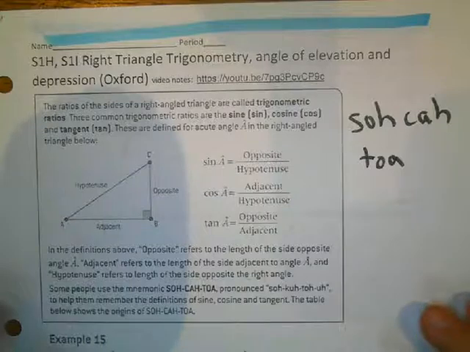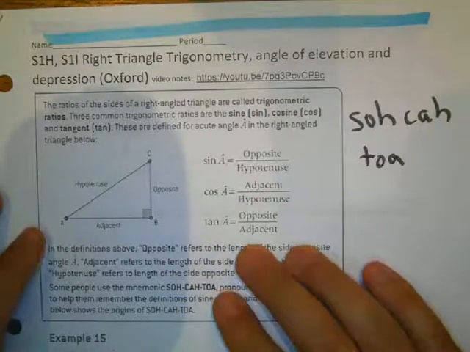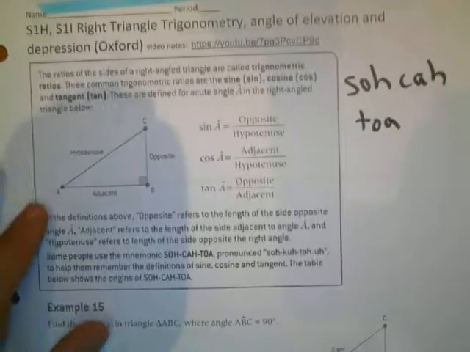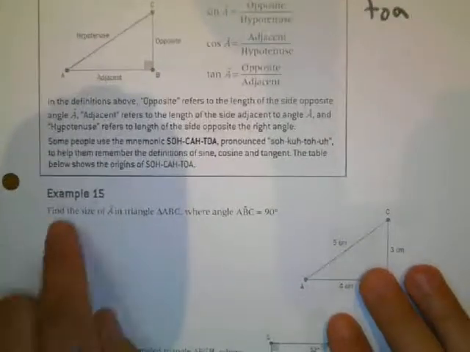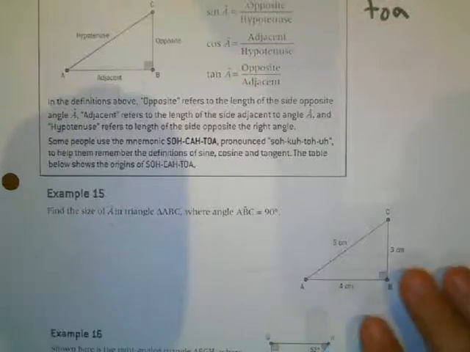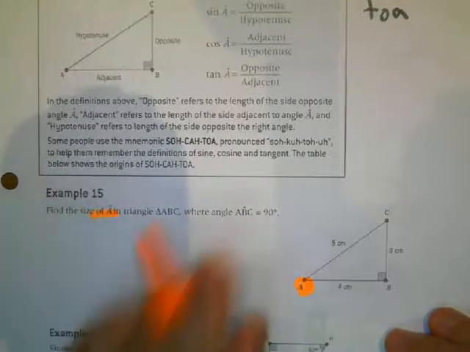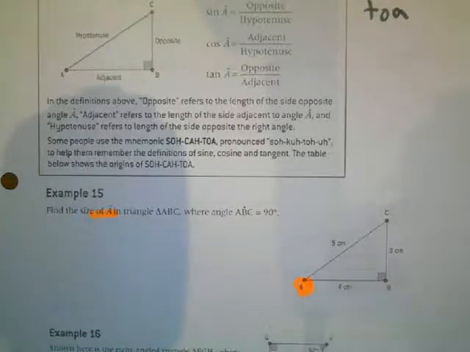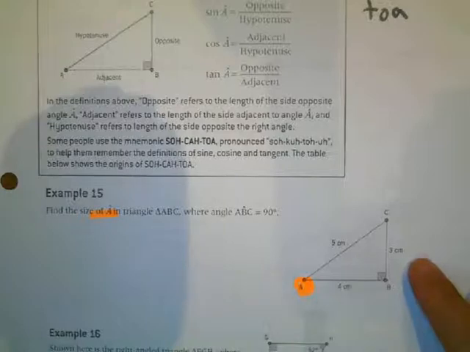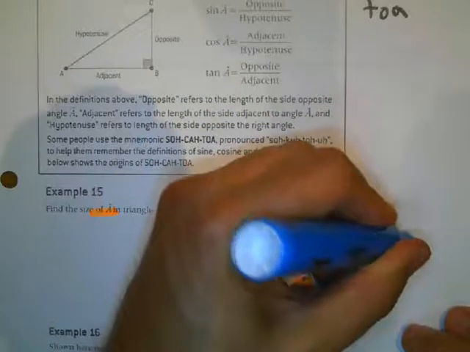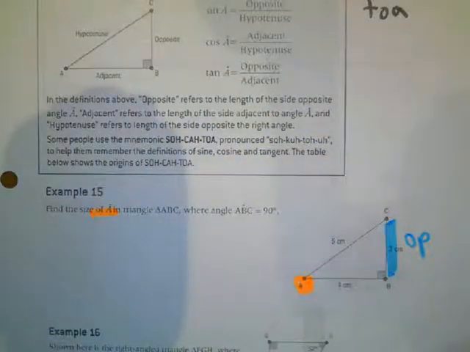We're going to use these throughout this lesson to figure out how to solve missing angles or missing sides. So in the first example, find the size of angle A. That is this angle right here of this triangle, and we know that it's a 90-degree triangle. I'm just going to pick things at random here. I'm going to say that here's our opposite side, and here's our adjacent side.